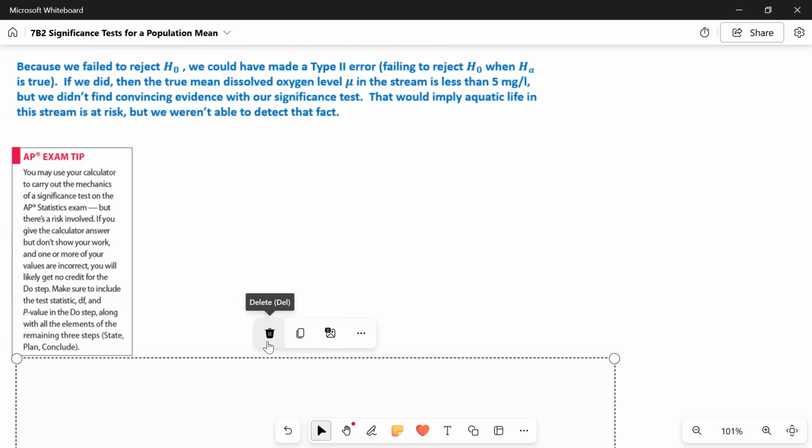But again, increasing the significance level also increases the probability of making a type 1 error, which is finding convincing evidence that the stream is healthy when it actually isn't. And that probability is equal to the significance level. So the probability of a type 1 error would actually increase from 0.05 or 5% to 0.1 or 10%.